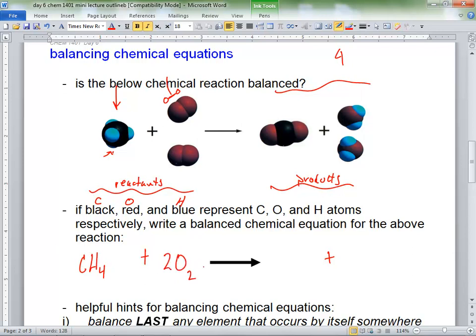Right? So that gives us 4 oxygens. So how do we get 4 oxygens? This is what you have to get used to. You have to multiply the coefficient, the big number, times the subscript. So you have 4 oxygens. You have to get used to it.